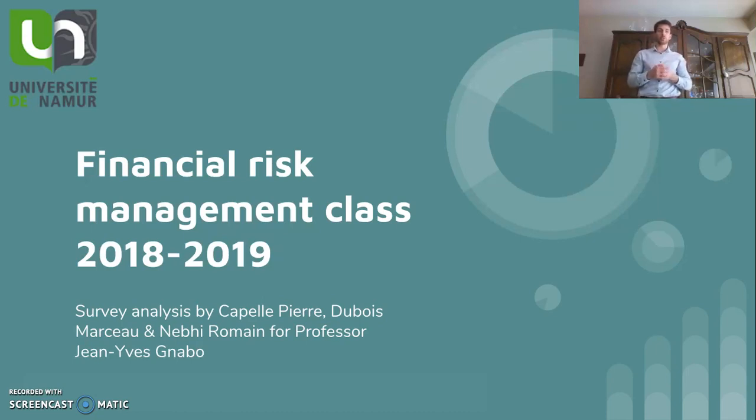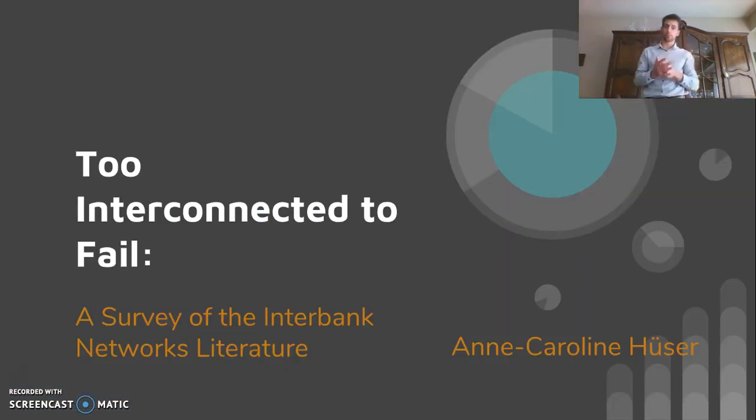In this video, my colleague Pierre Capel and myself are going to discuss a survey of the Interbank network literature, which is called Too Interconnected to Fail. It has been published by Anne-Caroline User, and highlights the mechanism of interconnection amongst the whole banking industry. This analysis is part of an assignment in our financial risk management class given by Professor Jean-Yves Niabot.